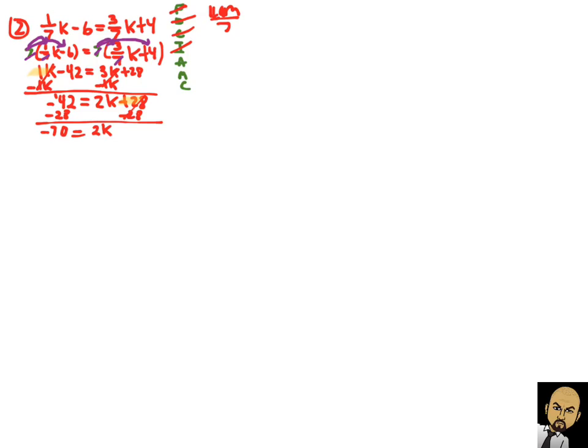And then we undo multiplying or dividing of a variable term. K is being multiplied by 2. How do we undo multiplying by 2? We divide both sides by 2. And so you end up with k equals -35.